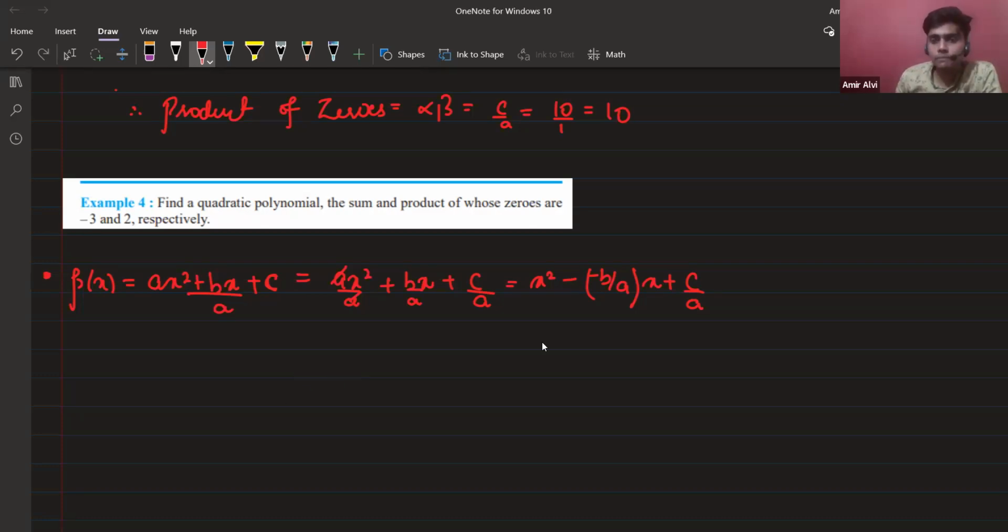So now tell me, this is minus b by a. Can you write this as x square minus (alpha plus beta) into x plus alpha into beta? Be honest, is this step clear to all of you? Yes, sir. Hiba got it, Adil, Faiz.